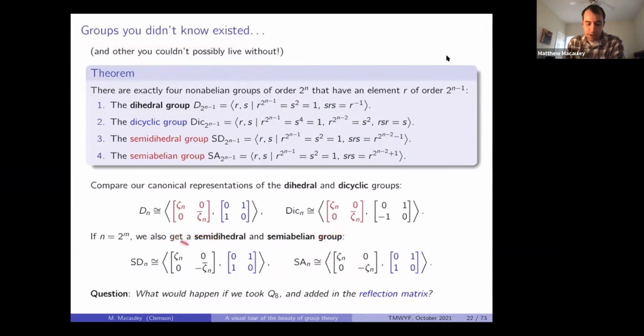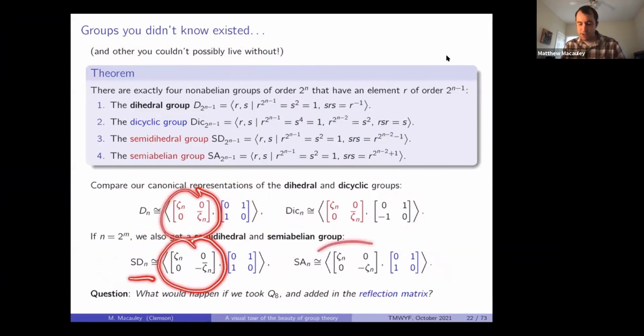Oh, and by the way, here are the presentations. If you modify the presentation for the dihedral group, if you replace the reflection with this, remember, the imaginary matrix for G, this is like J in the Quaternion group, you get the dicyclic group. But if you replace this thing with this, which is like a twisted reflection matrix, somehow, I don't fully understand, you get the semidihedral group. And now if you replace it with this version, you get the semiabelian group. So all of these are very similar.